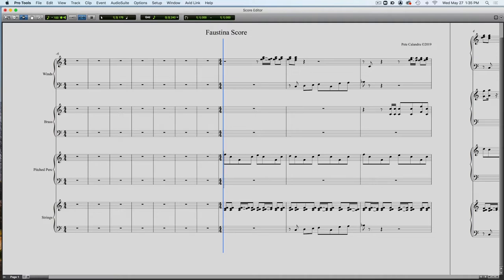Right away in the strings, I've got this figure, which is C, E, and F. And then I just move the E back and forth to a D. I emphasize that in the harp with this figure. Those two parts kind of lock in together really well, and they sort of propel the piece. They give it a kind of impetuous feel to it.